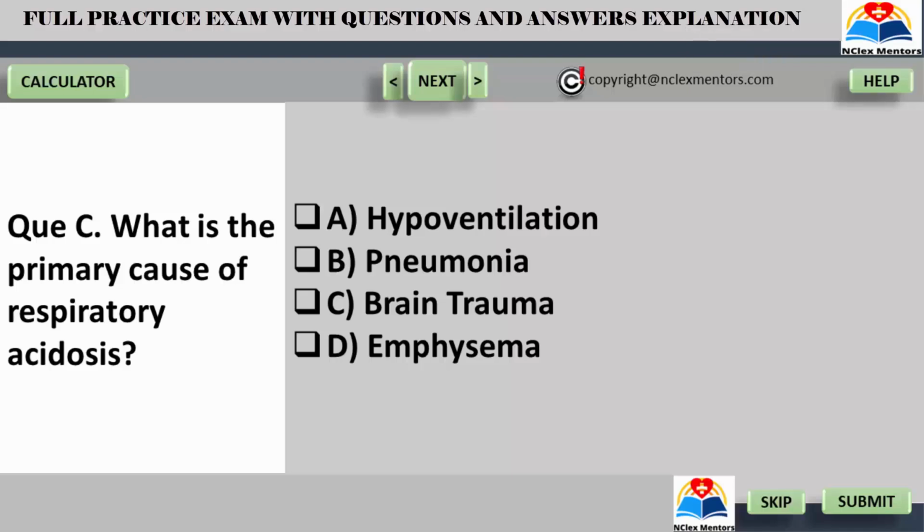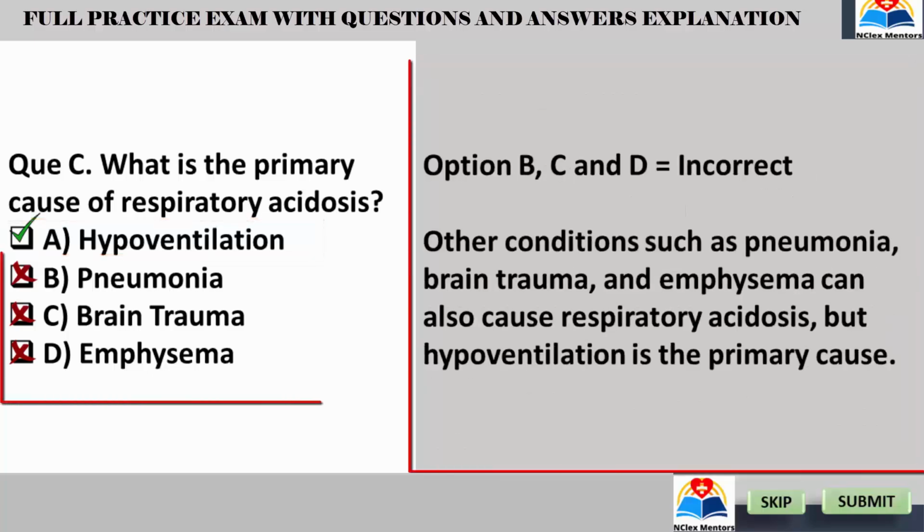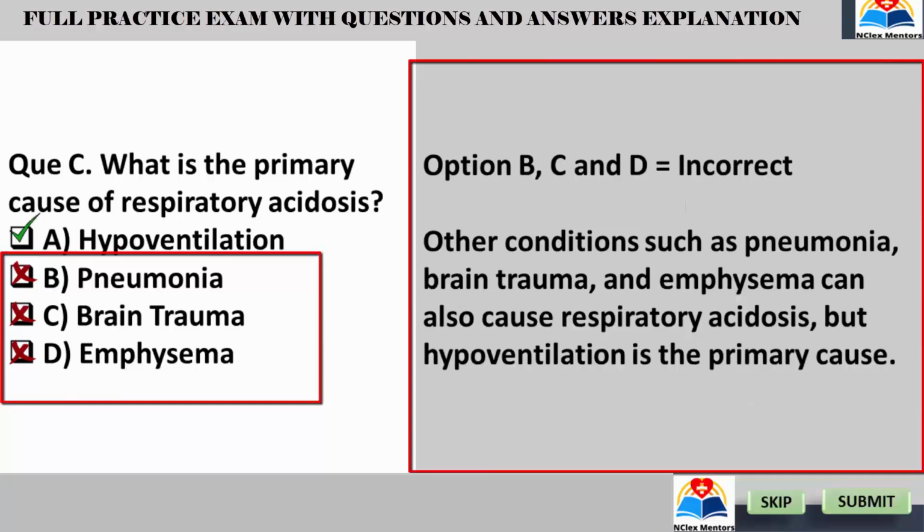All right, time's up. Let me reveal the right answer to you. The right answer is option A, hypoventilation. Respiratory acidosis is caused by hypoventilation, which is when the lungs cannot exchange carbon dioxide with the environment due to airway or ventilation obstruction. This causes the excess carbon dioxide to combine with water to form carbonic acid, leading to an increase in hydrogen ions in the blood and a drop in the pH level. Other conditions such as pneumonia, brain trauma, and emphysema can also cause respiratory acidosis, but hypoventilation is the primary cause.